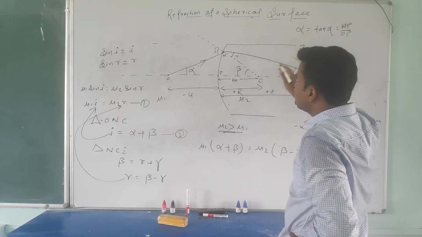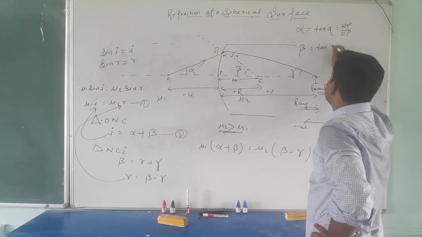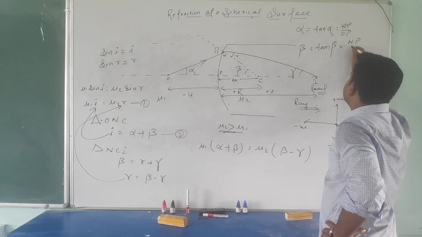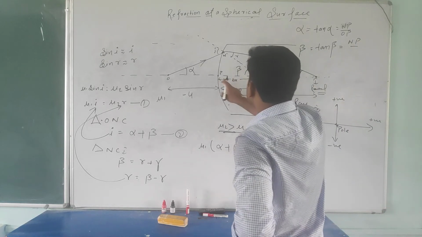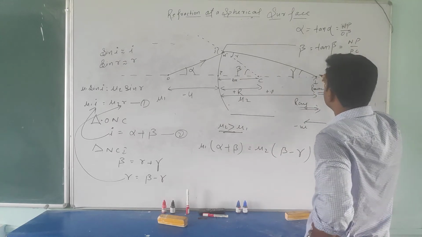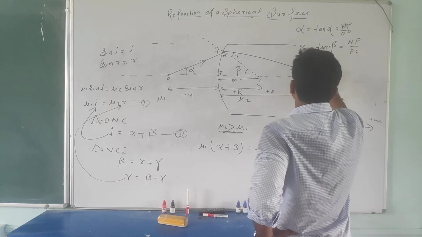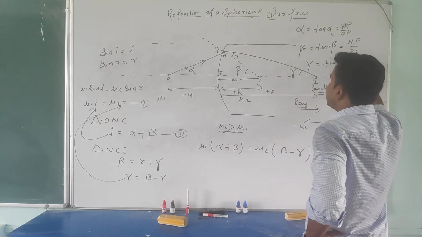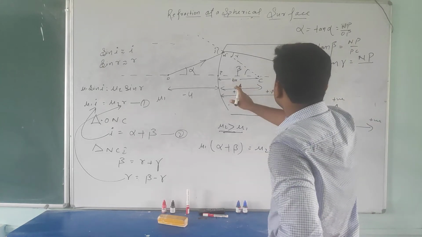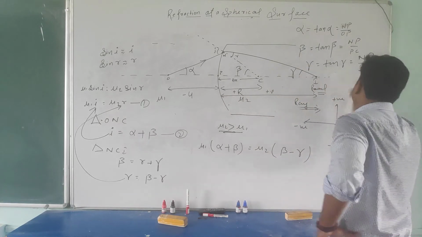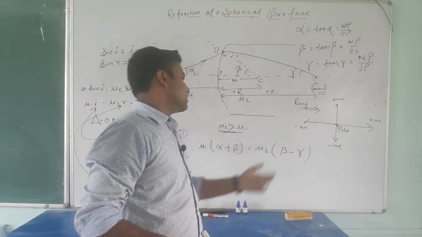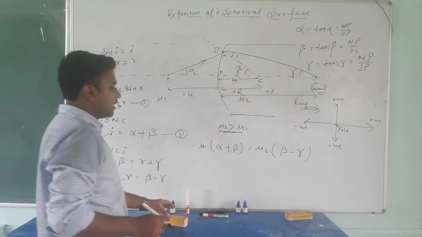Similarly student, tell me, beta is equal to tan beta, and tan beta is equal to what again? NP divided by PC. So here by the way I am writing PC. Similarly gamma is equal to tan gamma, and this is again equal to NP divided by IP. Okay student, now put the value of alpha, beta, gamma in this equation. First I am simplifying this equation, then after we'll put.